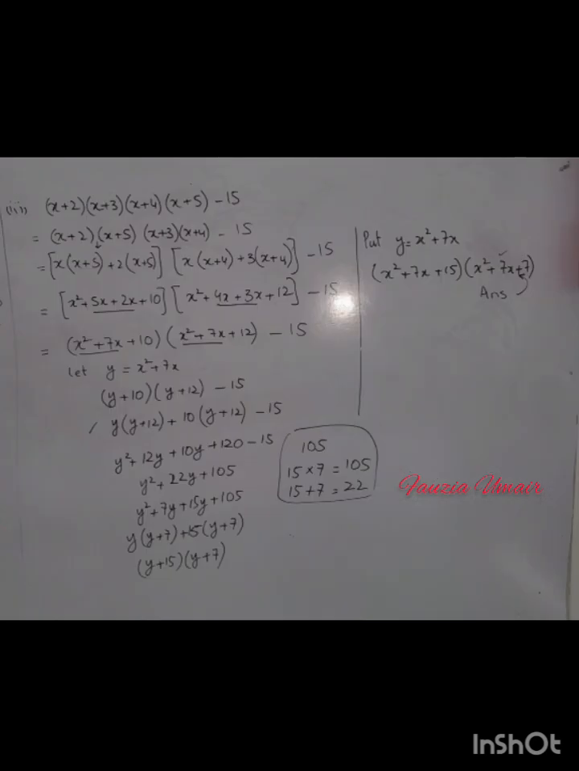Question part 3. This is a different question. So you need to pair up the terms by keeping in mind that their sum is the same. So x plus 2 and x plus 5 were paired because the sum is 7. X plus 3 and x plus 4 were paired because the sum of the constants was 7. So we multiplied and then we used the splitting the middle term method.